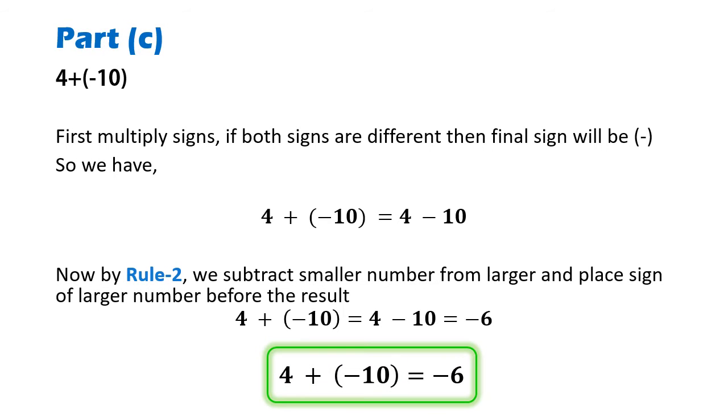Part C. 4 + -10. First multiply signs. If both signs are different, then final sign will be minus. So we have 4 - 10. Now by rule 2, we subtract smaller number from larger and place sign of larger number before the result. So finally we have 4 + -10 equals -6.